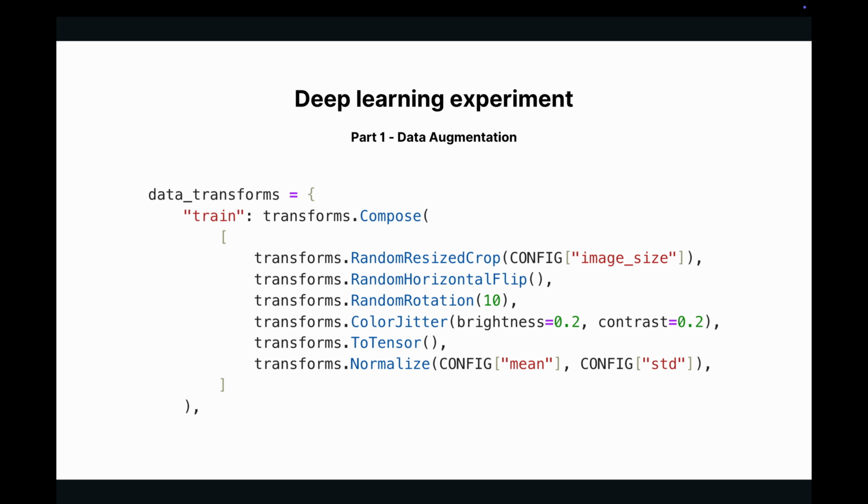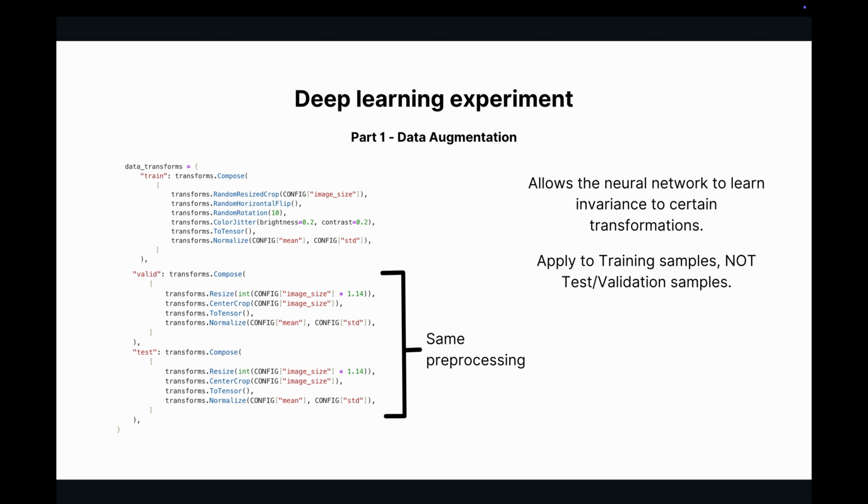The images were augmented with cropping, flipping, rotating, and color jittering. This makes networks insensitive to these transformations. These transformations are only done to training samples because when we test the model, we want to see how well it does on unaltered data.